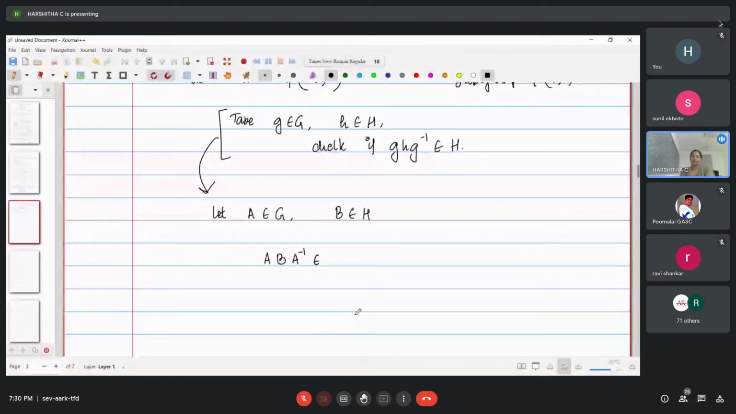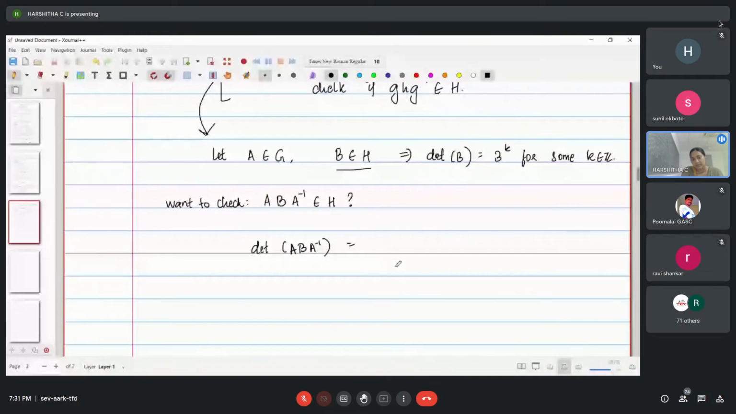And again, what is the defining property of H? It's all those matrices whose determinant is 3 power an integer. So you already know B is in H. So determinant of B is of the form 3 power k for some integer k. So what is determinant of A B A inverse? The same thing, you can split it up as product of determinants, determinant of A into determinant of B into determinant of A inverse.